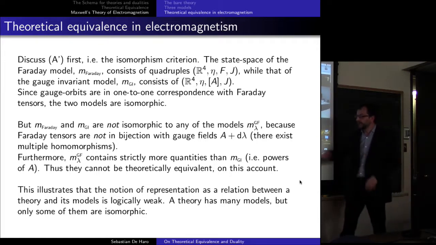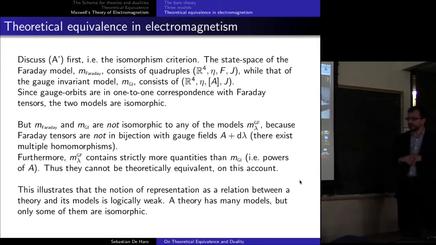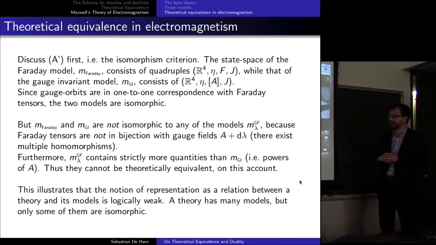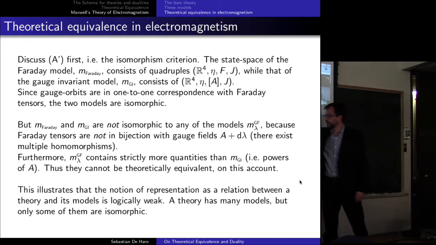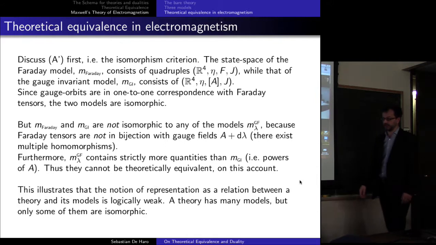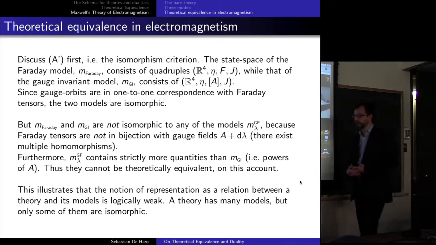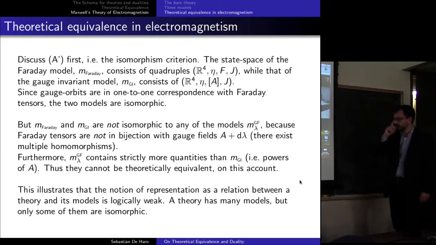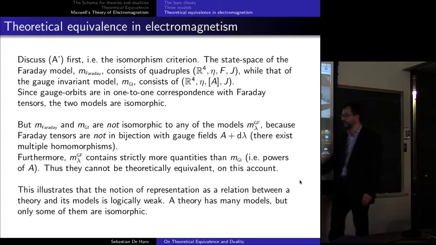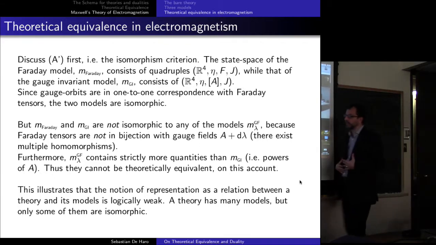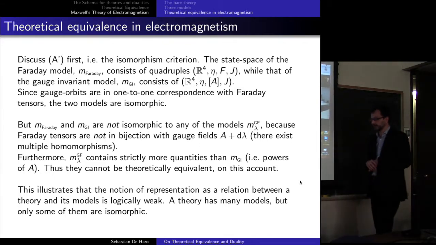On the other hand, M Faraday and this second kind of intermediate model that I offered are not isomorphic, because the Faraday tensors are not in bijection with gauge fields, which explicitly depend on the gauge parameter. Namely, there exist multiple homomorphisms, as we saw. So this homomorphism is not invertible, therefore it's not an isomorphism between the two models. Furthermore, the gauge field model contains strictly more quantities than the gauge invariant model because it contains powers of A as quantities as well.